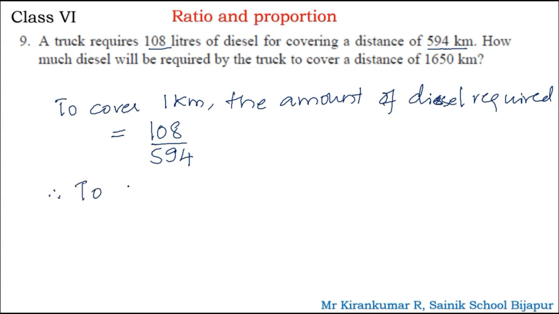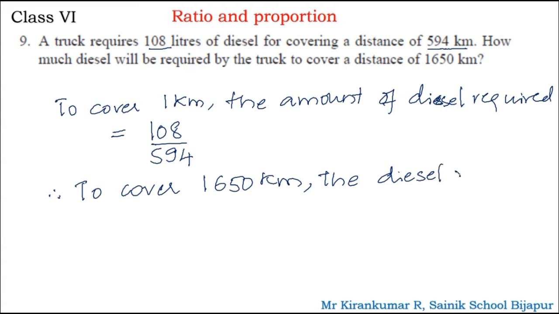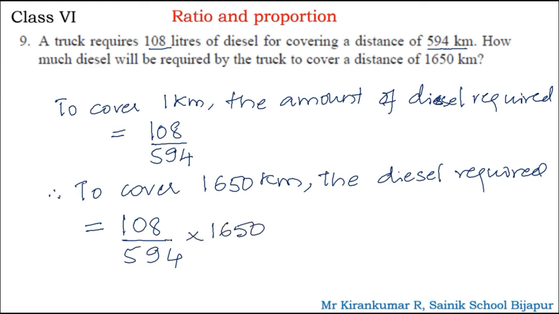Therefore, to cover 1650 kilometers, the diesel required will be equal to 108 divided by 594 into 1650. This has to be simplified. On simplification, we get it as 300 liters.